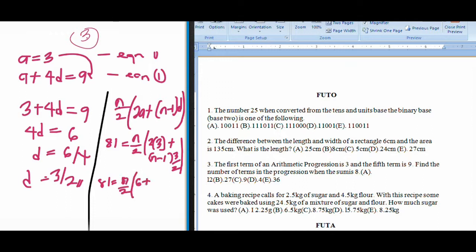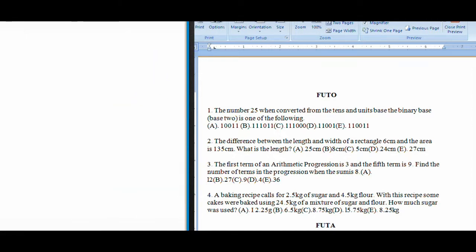Now, why are we using 1.5? 3 over 2 is the same thing as what? 1.5 when you convert it to decimal. Now, from there, if you cross multiply that expression, then we have 81 times 2 equals n into, now 6 minus 1.5, that will give us 4.5, then plus 1.5 n.